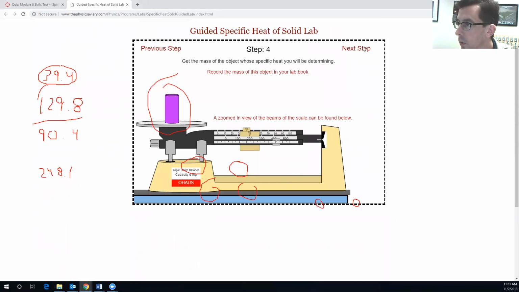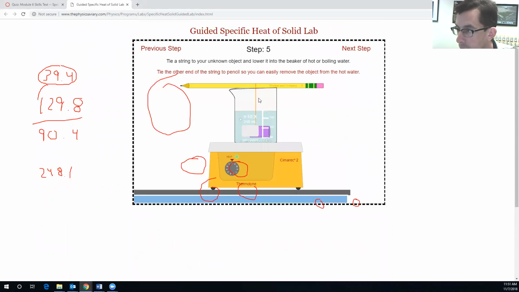So now, what's going on is we drop the solid into a beaker of hot, boiling water, 100 degrees Celsius water. So I know it's going to come up to 100 degrees Celsius. I'm going to make this solid really hot. Then I'm going to dunk it in a beaker of cool water.